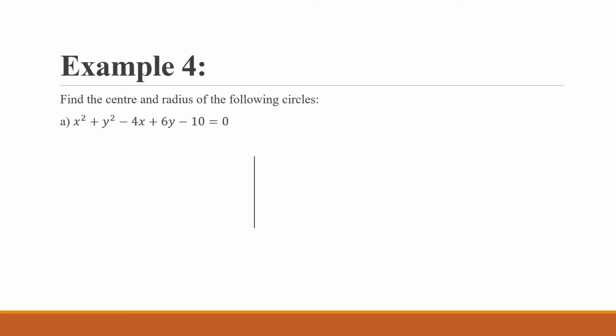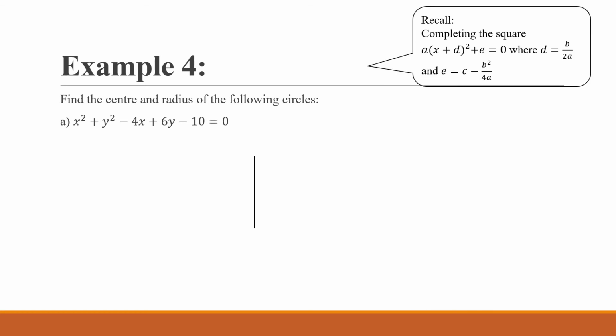Example 4. In this example, we need to find the center and radius for the circle. The equation is x² + y² - 4x + 6y - 10 = 0. This is the equation for a circle in general form. Therefore, we need to use completing the square. The first step is to rearrange the equation by collecting all the x and y terms on the left hand side and the constant on the right hand side.